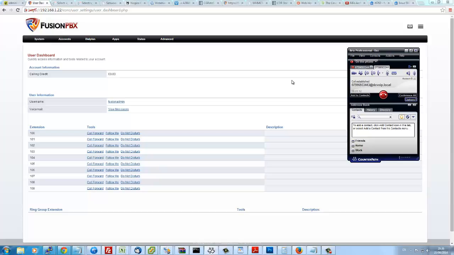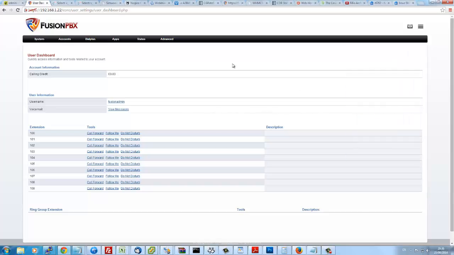Very shortly we should start losing the calls. There's one of the calls gone. And there's the other call gone. And that's how to use CGRates with FusionPBX.